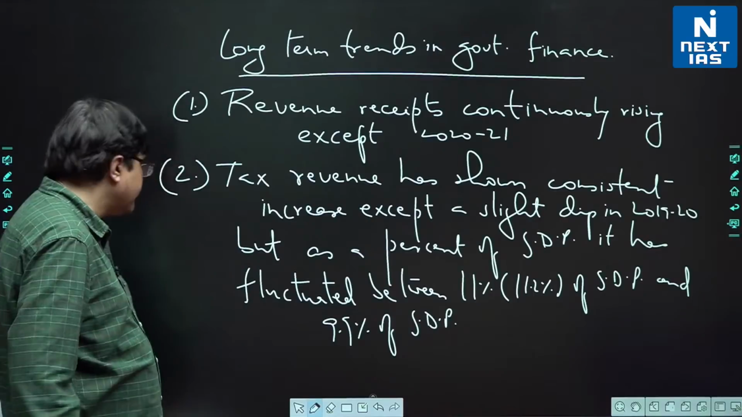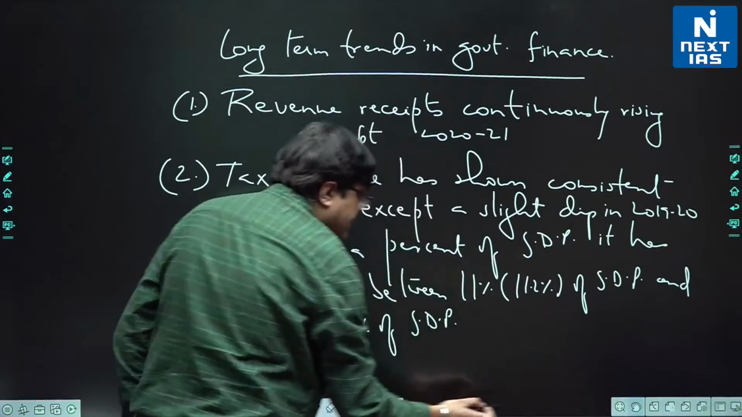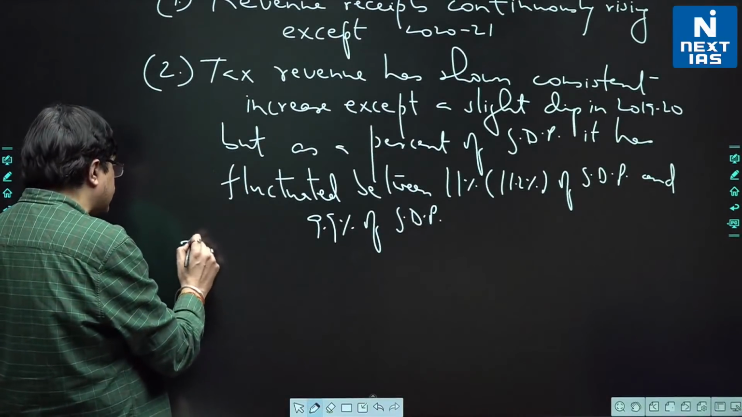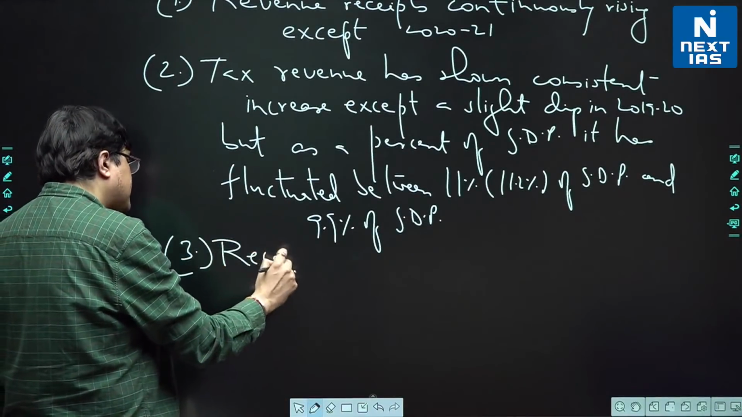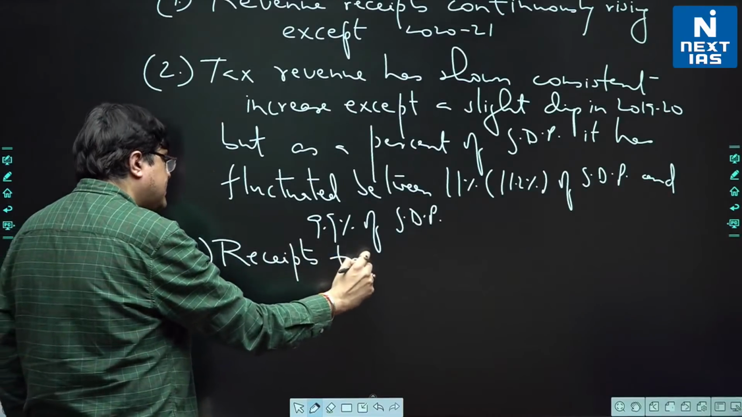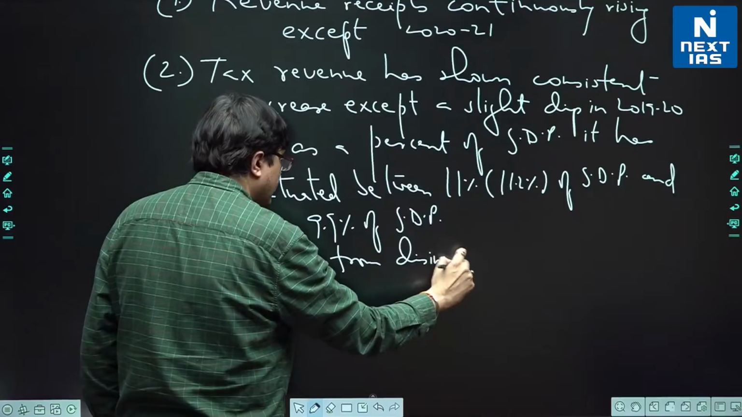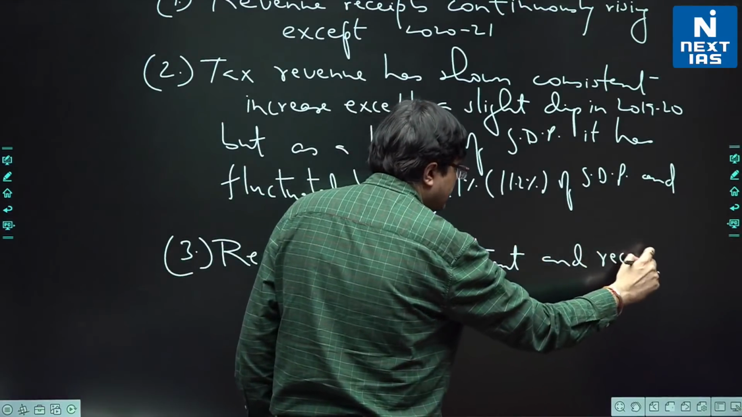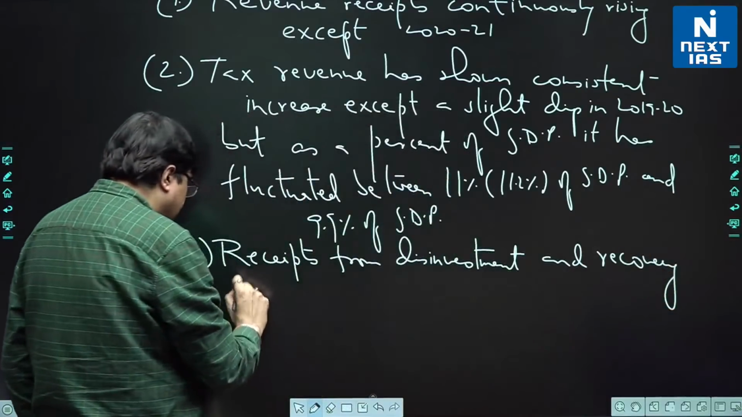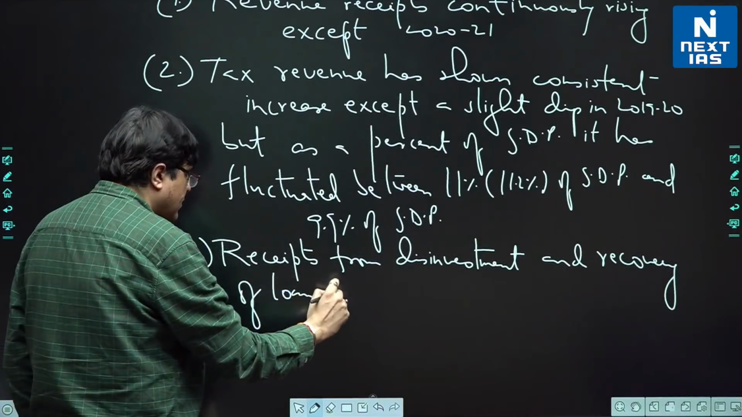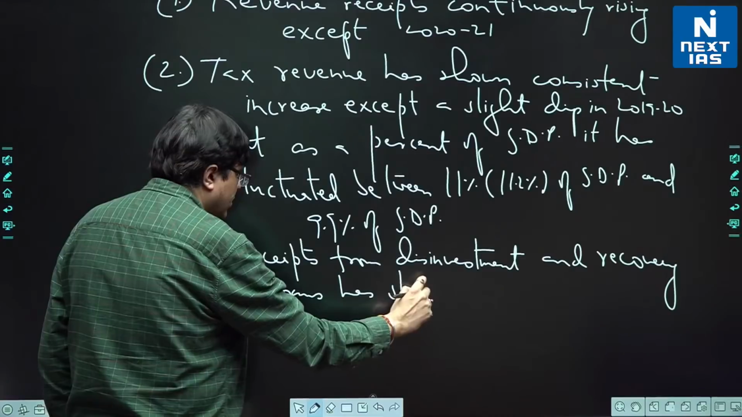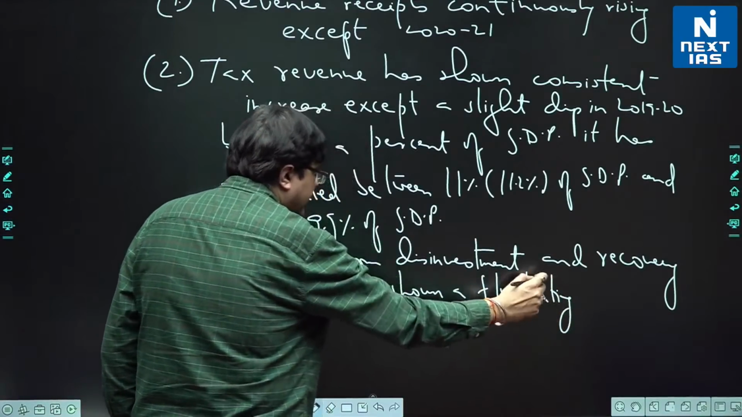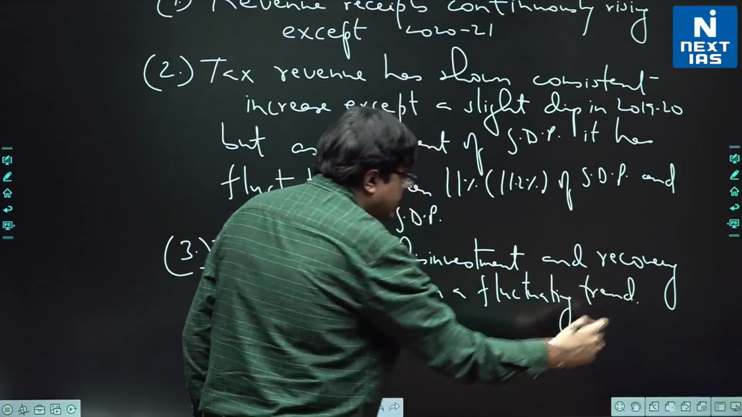The non-debt capital receipts, especially the receipts from disinvestment and recovery of loans by the central government, of course, have shown a fluctuating trend. Again, the trend has been up and down.